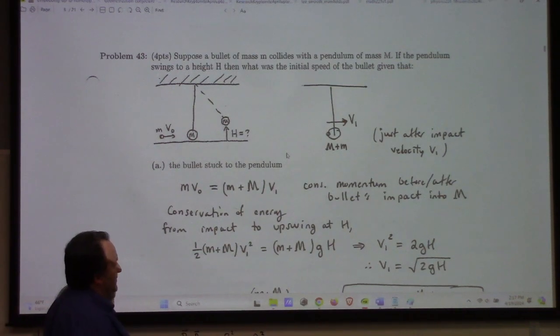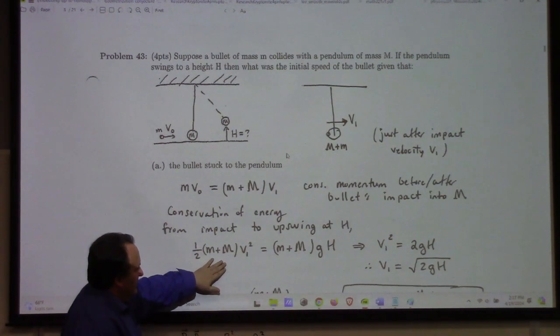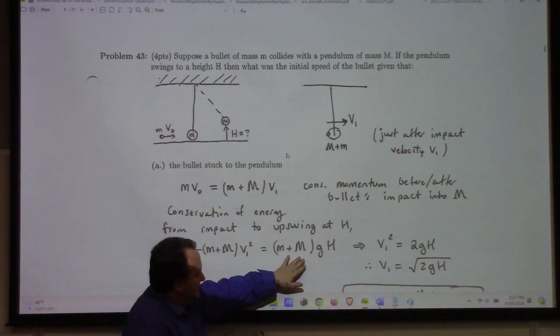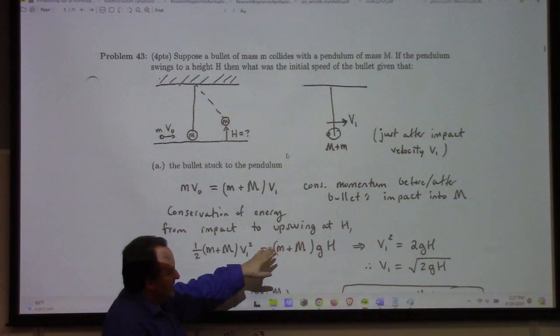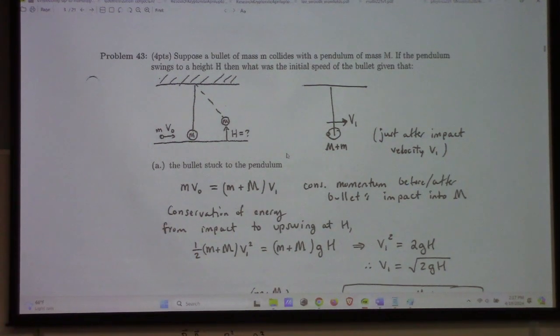But then energy is conserved in the upswing, so we have the initial kinetic energy of the mass and bullet combination equal to the final potential energy of the mass and bullet combination, because at the height of the upswing, the velocity is 0, right? So the energy is purely potential.